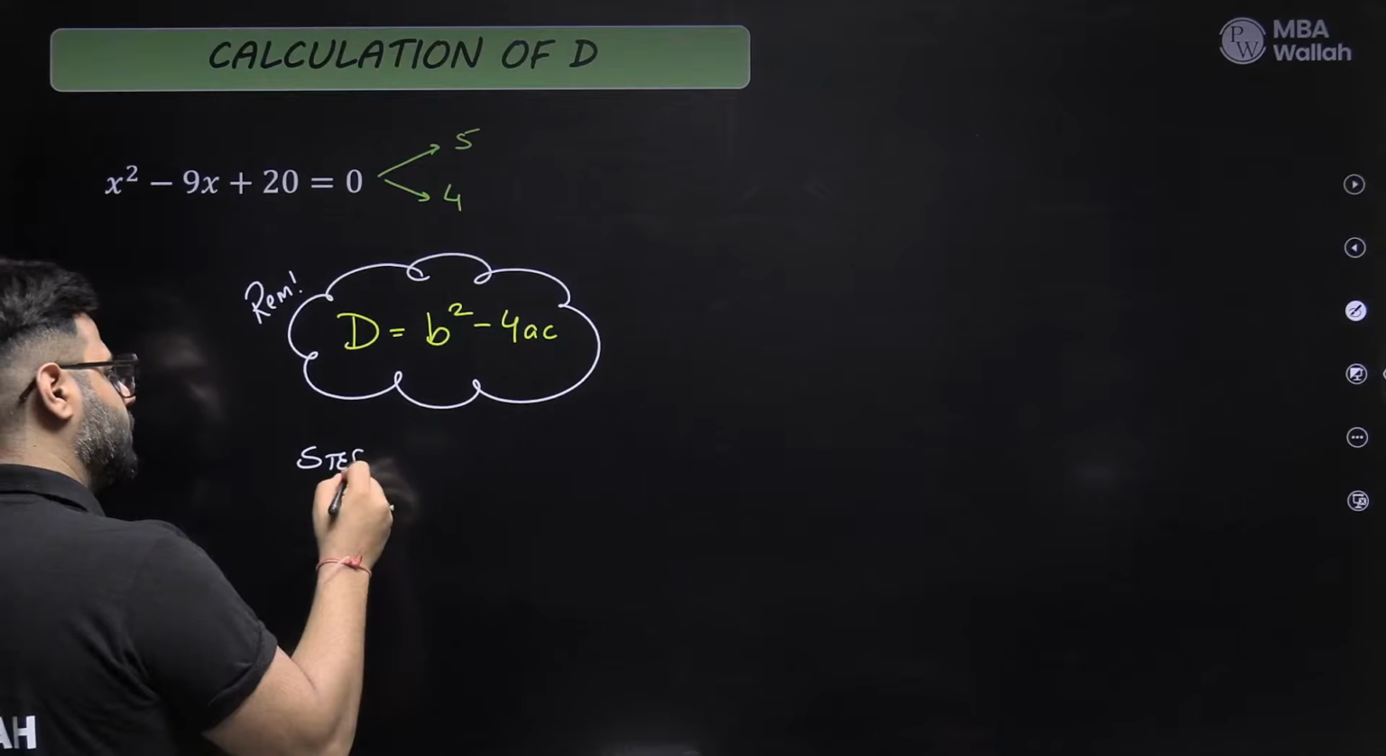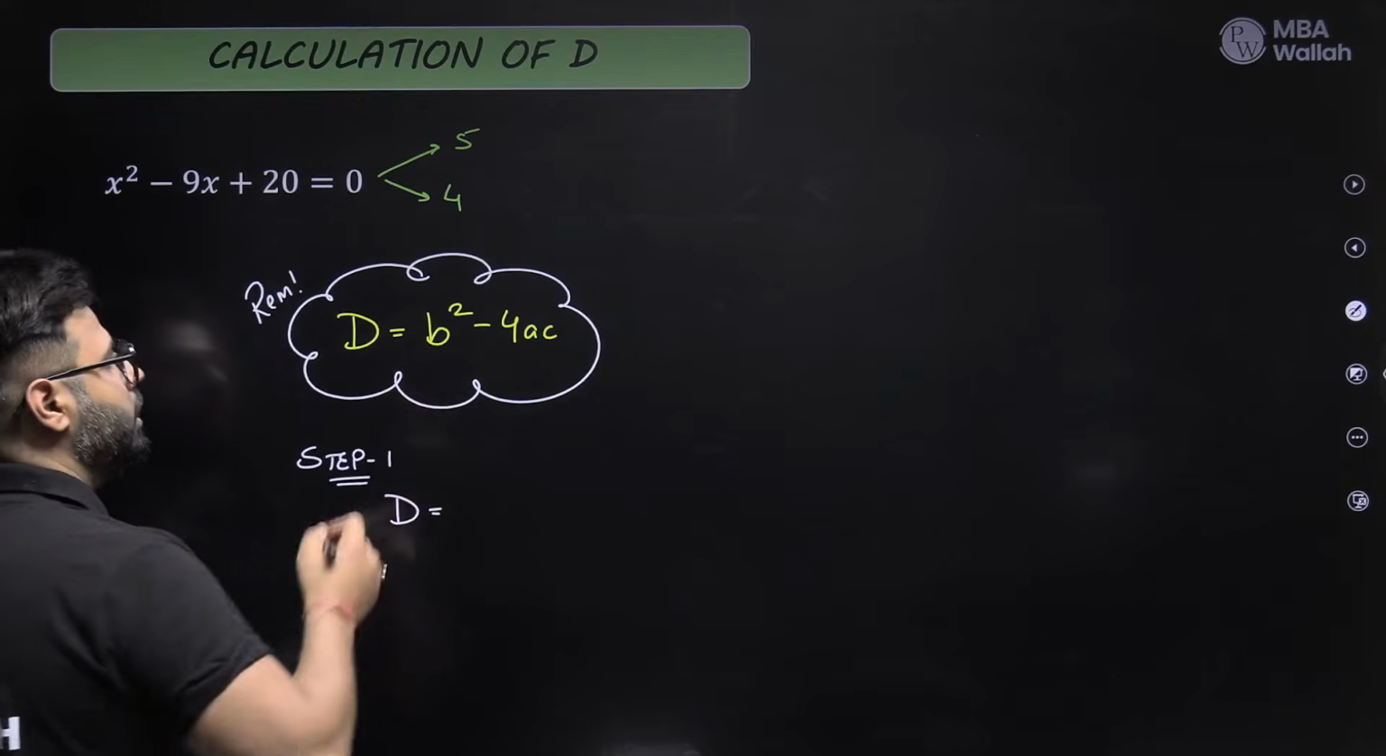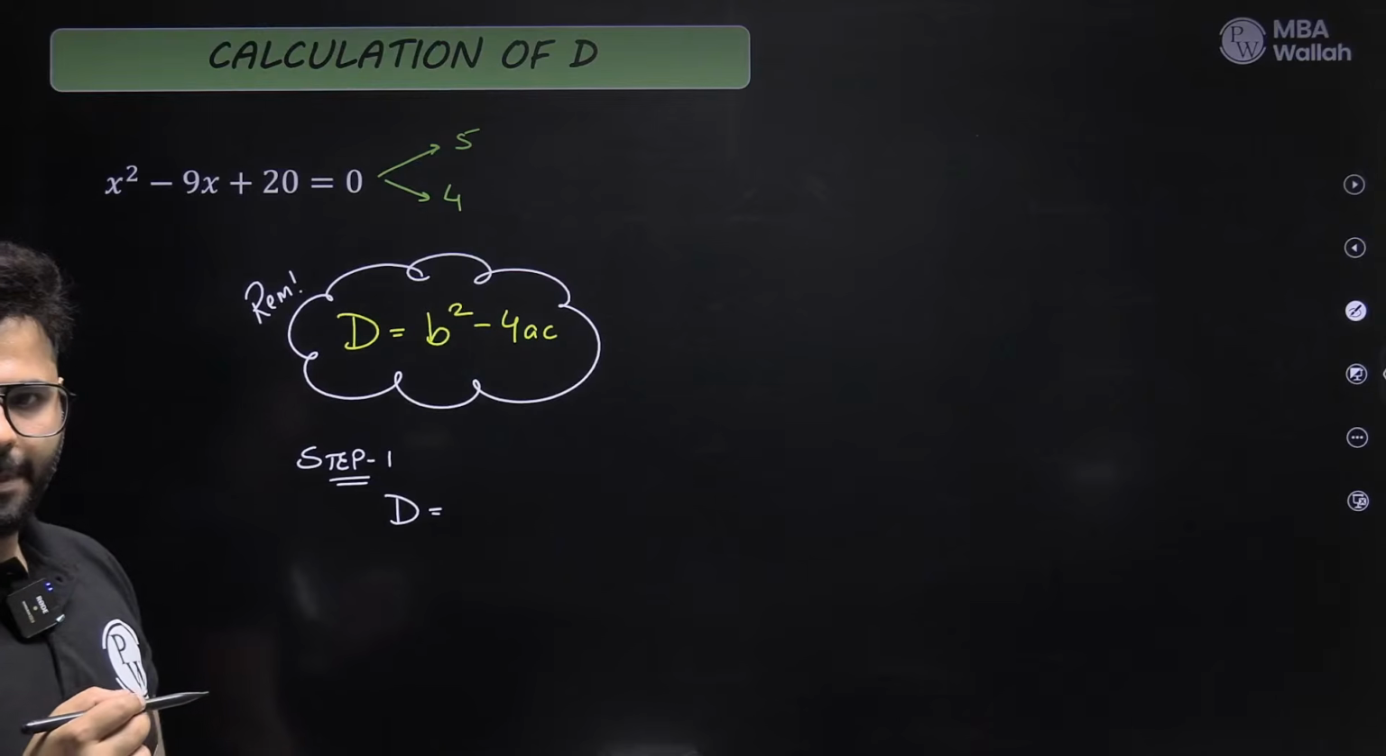Go ahead, guys. What will be the value of D? B square. What is B?